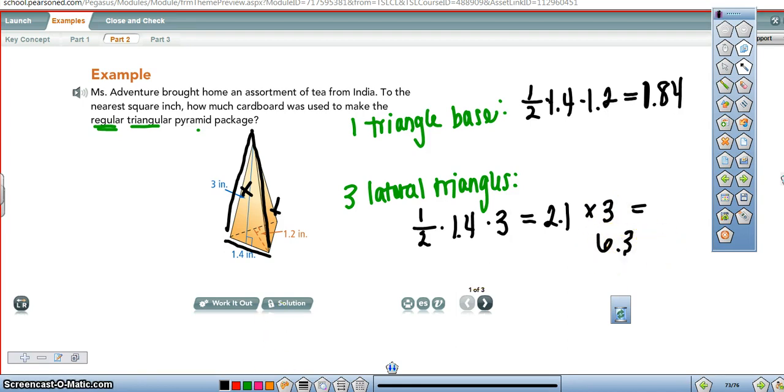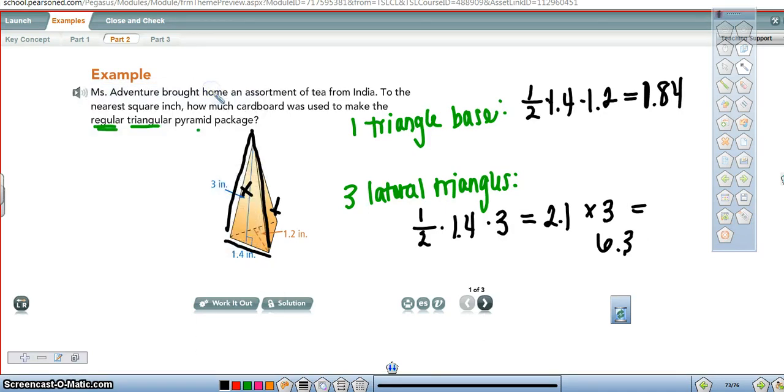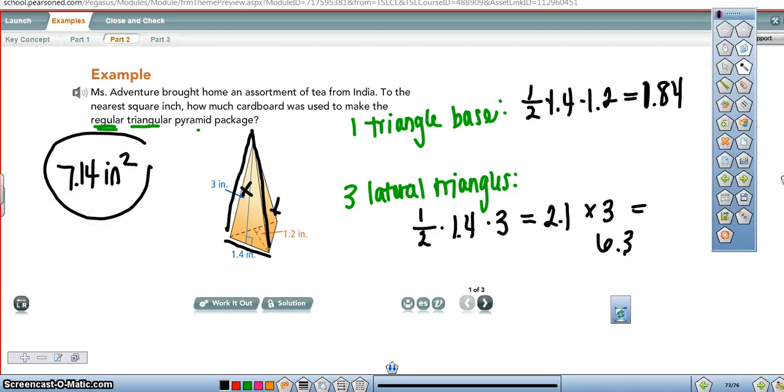So the area of the base part is 0.84. The area of all of the sides going around is 6.3. So if we total that up, we see that the total surface area is 7.14 inches squared because we are finding area, so we always square our label.